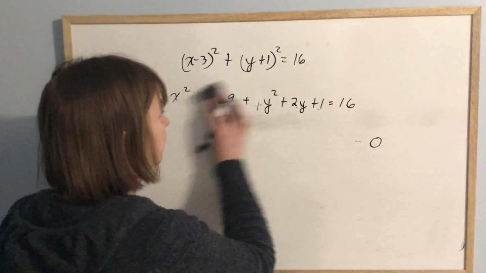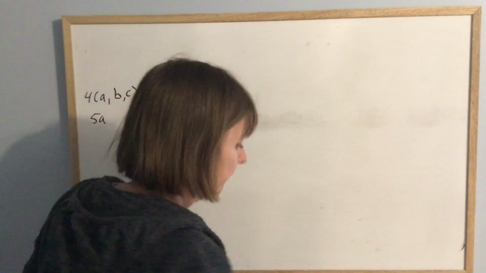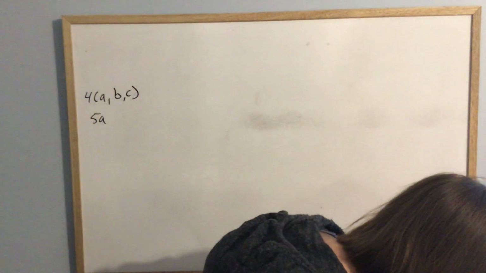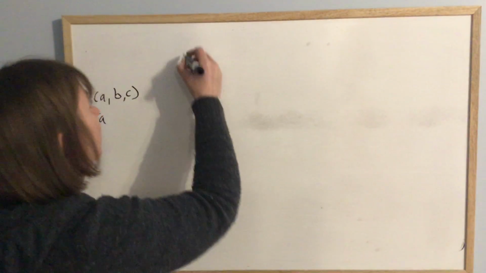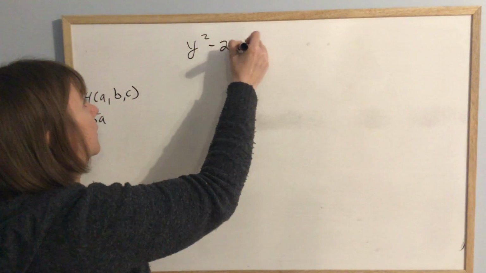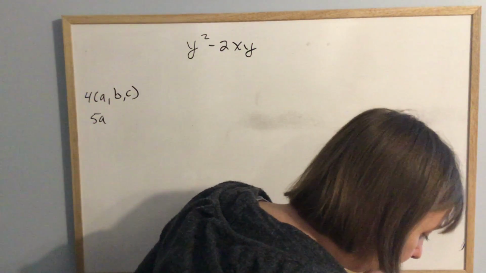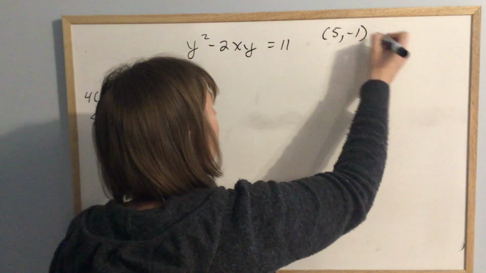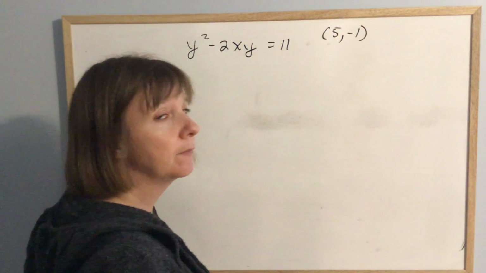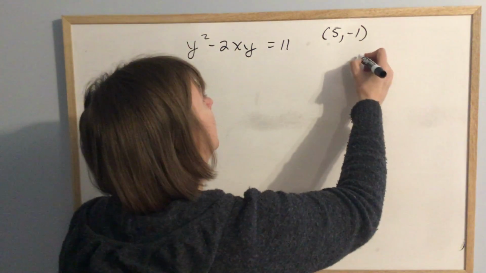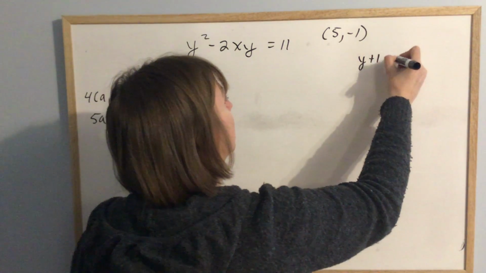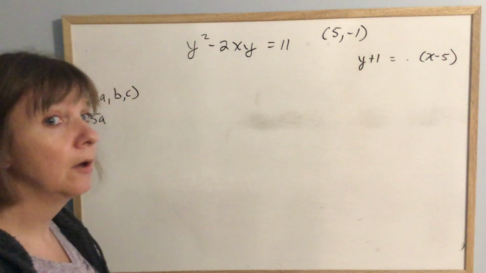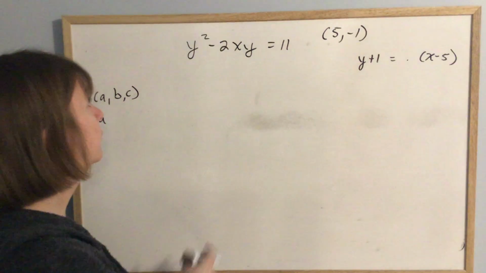So B, now I'll go to B. So for B, y squared minus 2xy equals 11 at the point 5 and negative 1. So again, I know I'm going to end up finding the equation of the tangent. So I'm going to do y plus 1, and I'm going to do x minus 5. What I'm missing is that slope. Slope means I have to find the derivative.